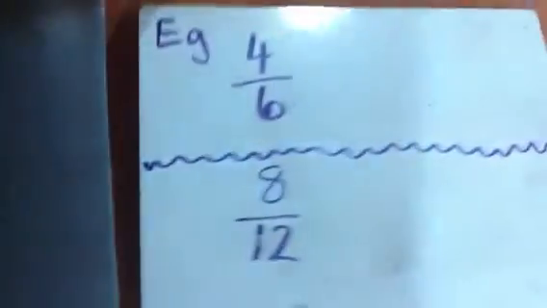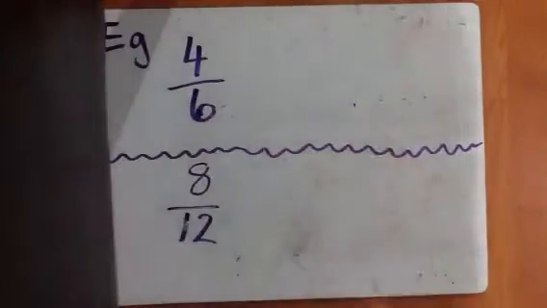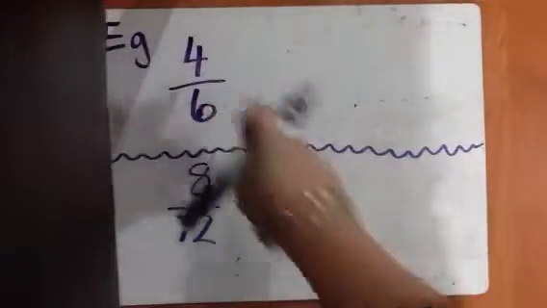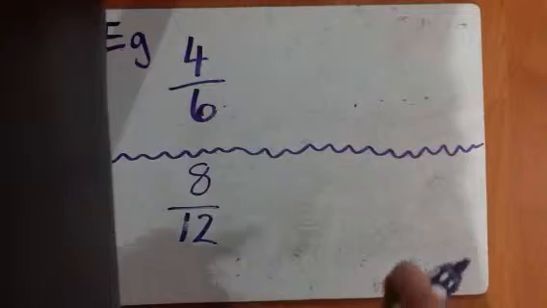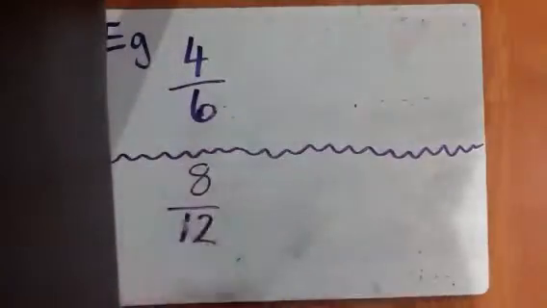Okay, so we'll do two examples. Our first example is 4/6. Okay, so what I'm doing is I'm thinking of the highest common factor, or the biggest number that we can divide both 4 and 6 by. And because I have a good understanding of my times tables, I know that the biggest number that we can divide both 4 and 6 by is 2.